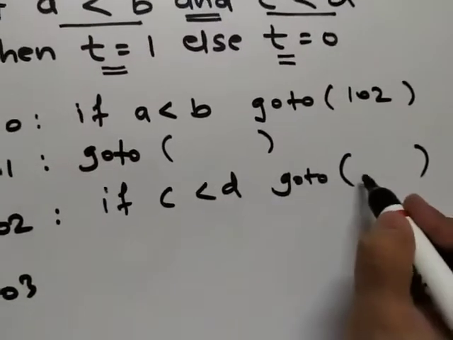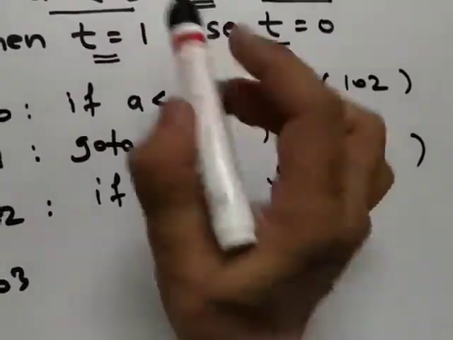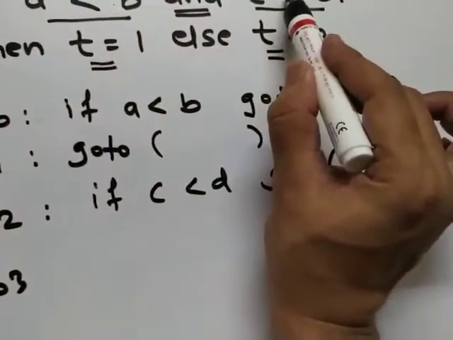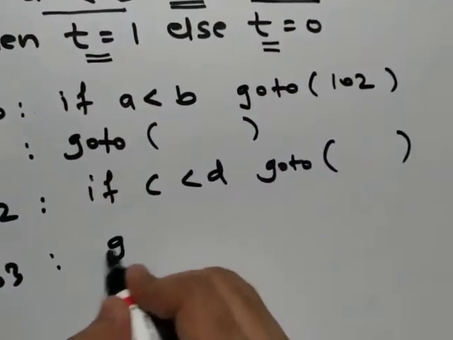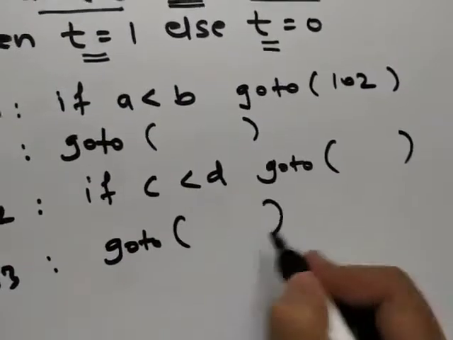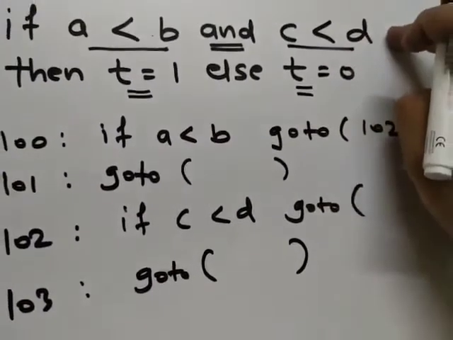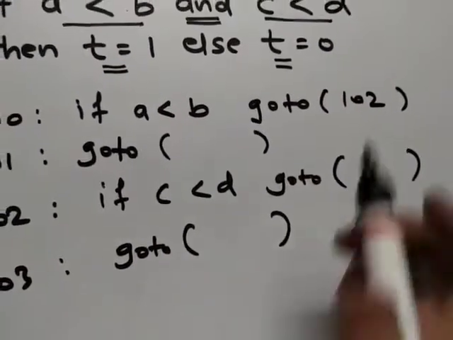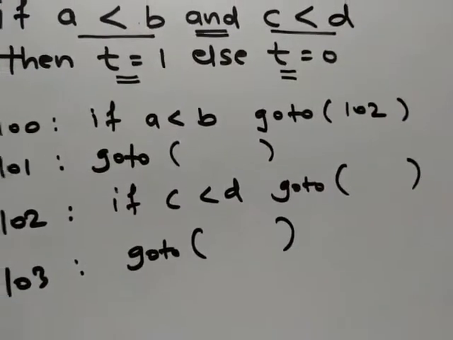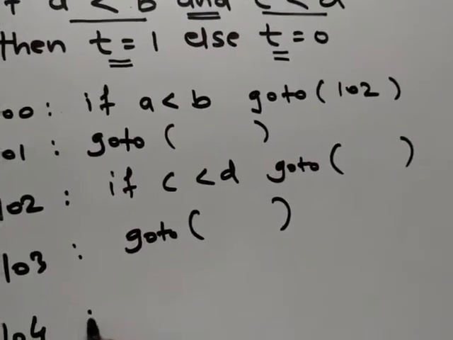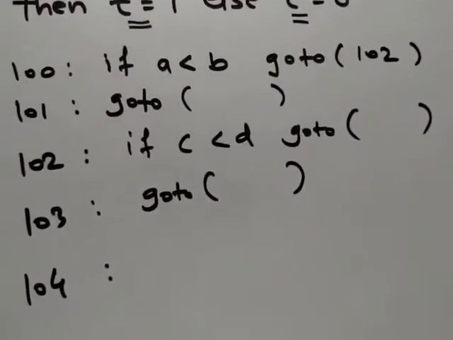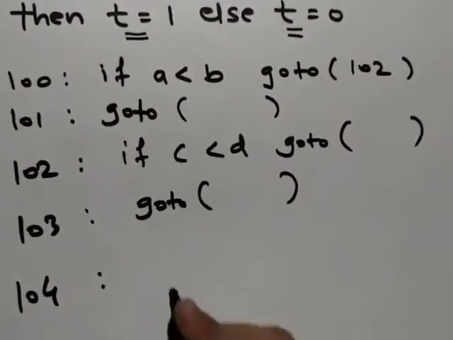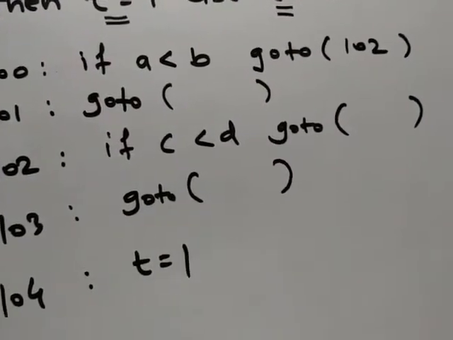this part is true. If this part is false, that means this is true and this is evaluated to false, then again I am writing some go to condition, and with this, if this becomes false, then also I am going to a condition where t equal to 0 will be evaluated. So let's say next 104. At 104 I will be having this t equal to 1 condition.